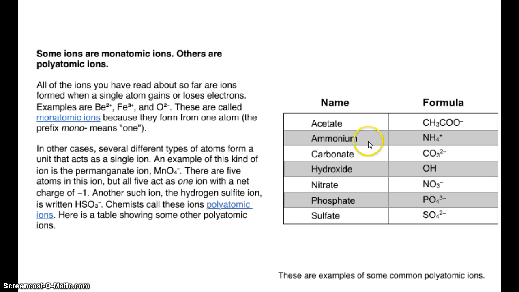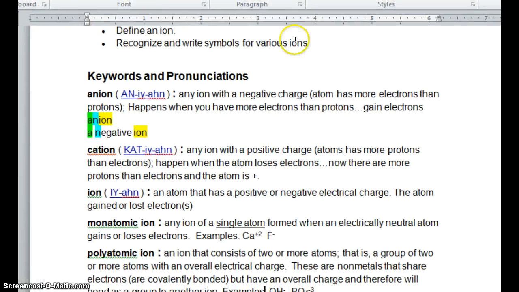We have acetate, ammonium. Ammonium is one of the only positive polyatomic ions that we'll use. Carbonate, hydroxide, which we use a lot, OH negative, nitrate, phosphate, and sulfate. And you do not have to memorize these. In fact, I'll be giving you a list of them later when we use them for creating compounds.